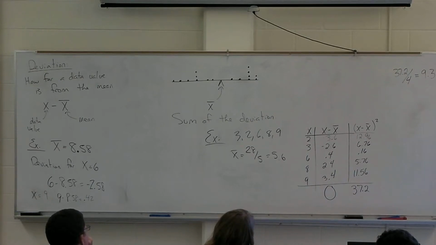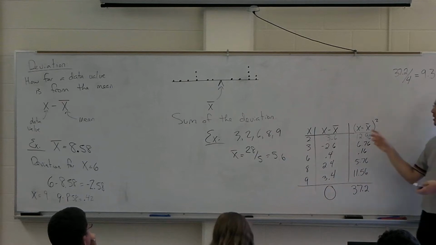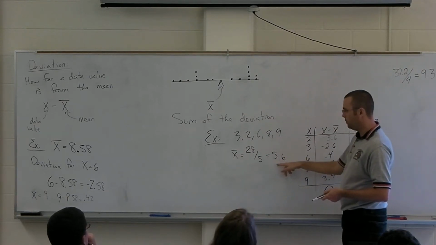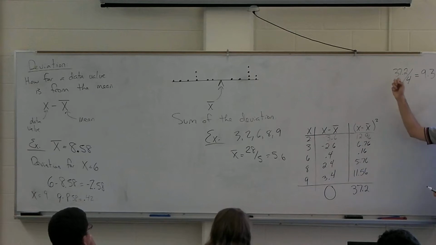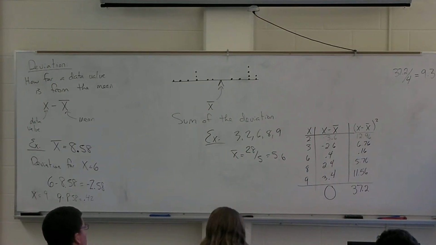This 9.3, how can I use this? What can I interpret this 9.3 as? Well, this 9.3 is sort of the average squared distance any of these values is from the mean. On the average, if I pick one of these at random, I subtract it from the mean and I square it, it's going to be about 9.3 units away from the mean. Well, that's kind of crappy, but it's a way of measuring spread of data. It's the average squared distance a value is from the center.